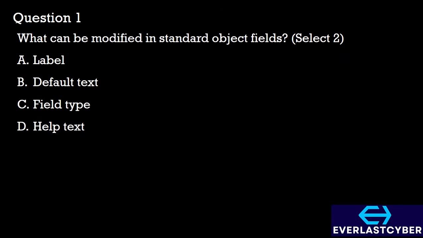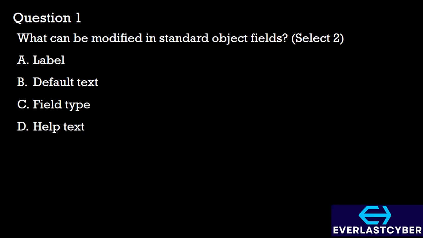Question 1. What can be modified in standard object fields? For this question, we'll be selecting two answers. A. Label. B. Default text. C. Field type. D. Help text. For option A, you can modify the label of a standard object's field to customize the way it appears in the user interface. Default text, for this option, it can sometimes be set for custom fields, but it is not applicable to all standard fields.